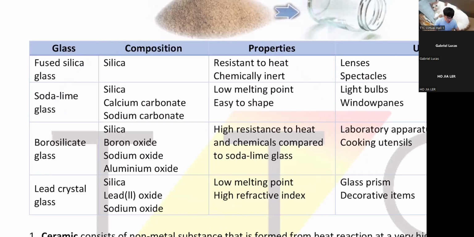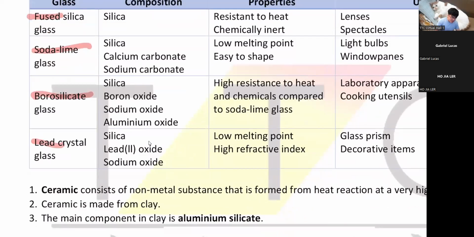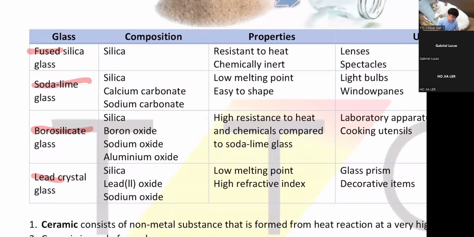So we have 4 types of glass here. We have fused glass, soda lime glass, borosilicate glass, and lead glass. None of you are taking DM, so I don't need to translate this. What is fused glass? As you can see, in every glass, silica is the main ingredient. Sand is the main ingredient. It's just that when we add different additives, the glass behaves in different ways.